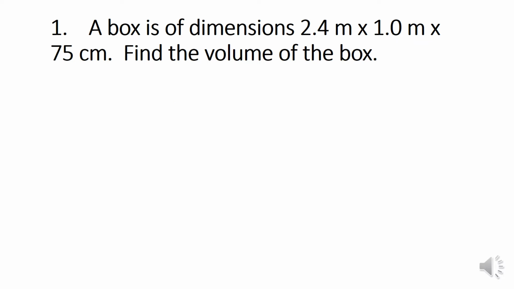A box is of dimensions 2.4 meter, 1.0 meter and 75 centimeter. Find the volume of the box. Here the length, the breadth and the height of the box are given. What we should keep in mind is that all the units should be the same. Here it is meter, here also meter, but here it is centimeter. So they are different. We have to convert this centimeter into meter and then everything will be fine.